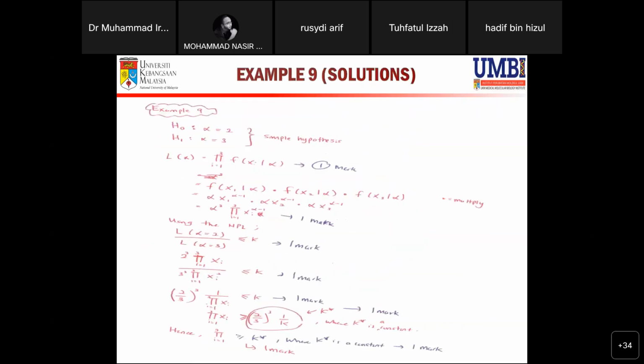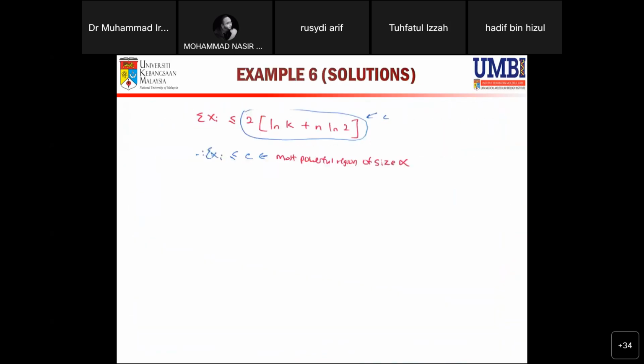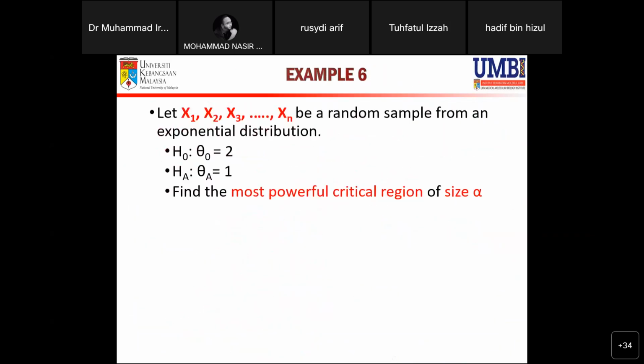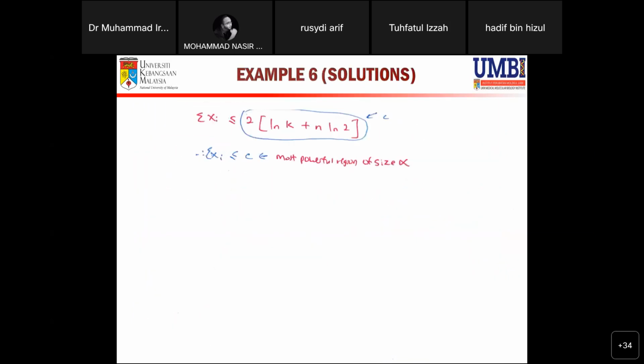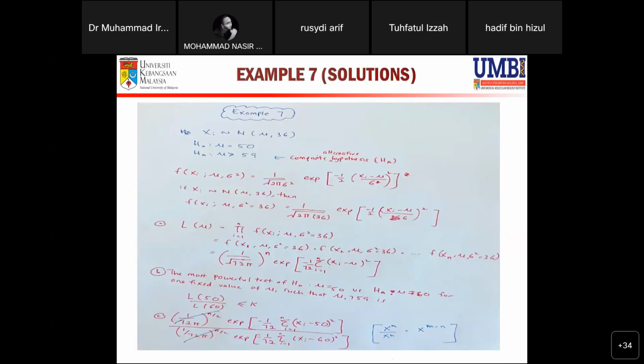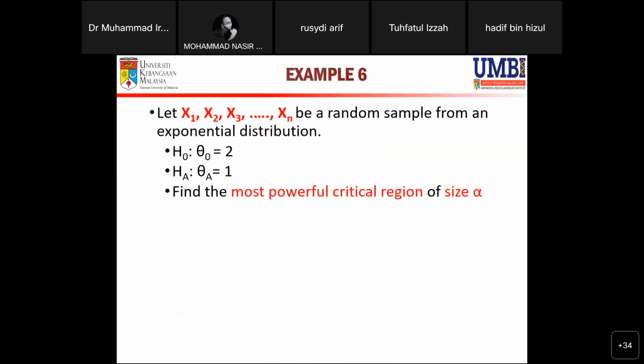Because we still have the time, how about I show you one final example, not the one which is more complicated. This will be the last example.